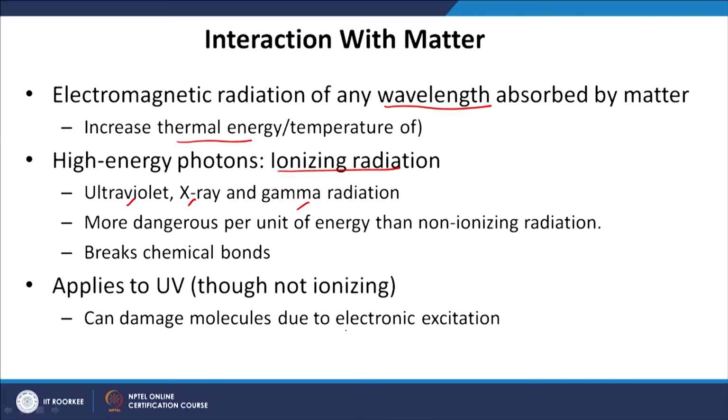Ultraviolet light, which is of intermediate energy content, also is dangerous, although it is classified as non-ionizing. It is dangerous in the sense that it can lead to electronic excitation within the matter, and this electronic excitation itself is very dangerous. So, the short wavelengths and high energy photons are classified as ionizing radiation.